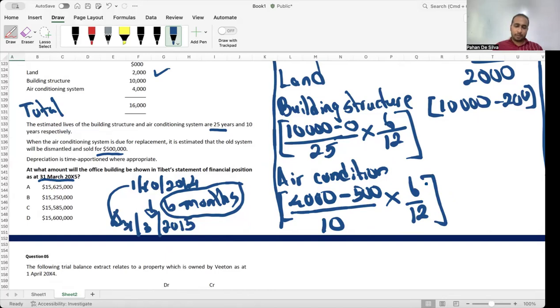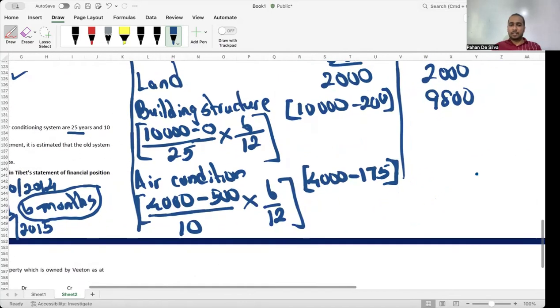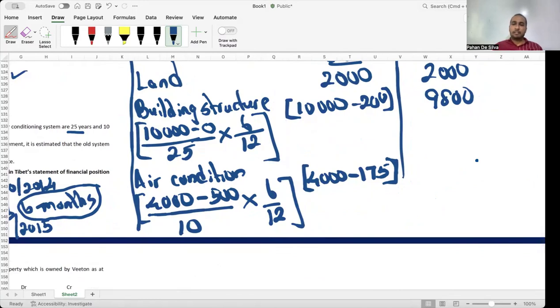4,000 minus 500 is 3,500. It is divided by 10, multiplied by 6, divided by 12. Again, it is 175. So now you can take the cost of the air conditioning, which is 4,000. Out of this 4,000, we have to deduct the depreciation of 175. This will give us the carrying amount as at 31st March 2015.